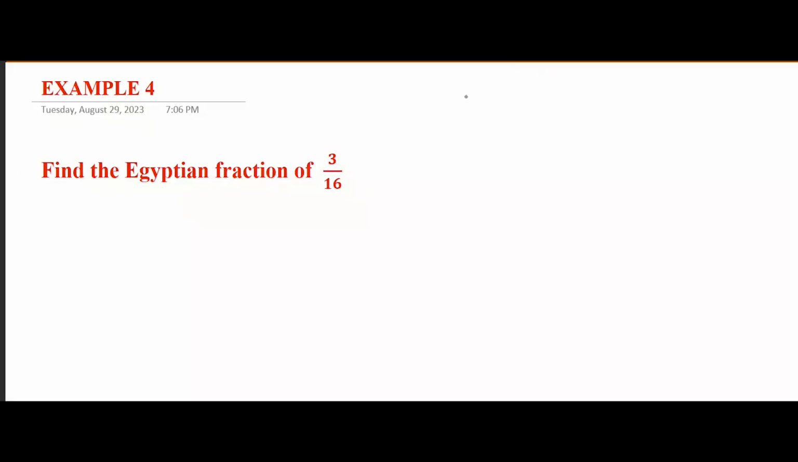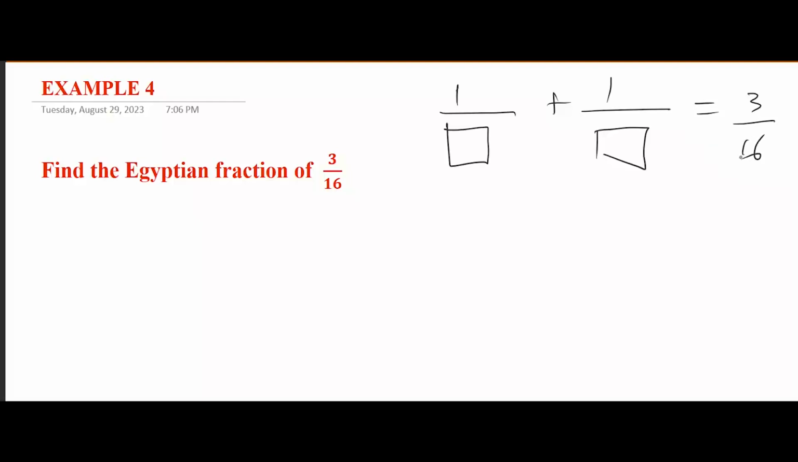So of course, we know that our answer will be 1 out of something, add 1 out of something, and the answer must be equals to 3 out of 16. So in this case, we need to find the product of 16, whose sum will add up to 3. So we have 1 by 16, we have 2 by 8, and we have 4 by 4. So you see that we can't use this one. Why? Because none of the denominators could be 1.